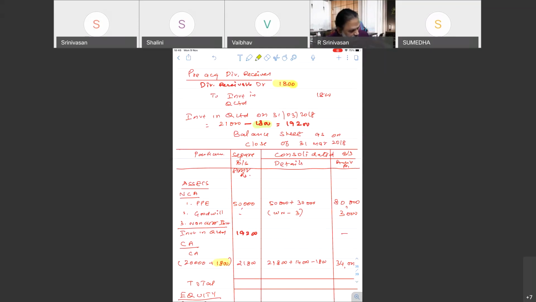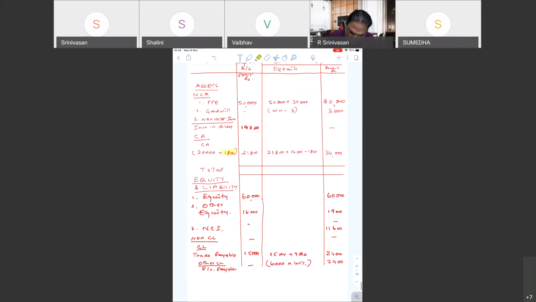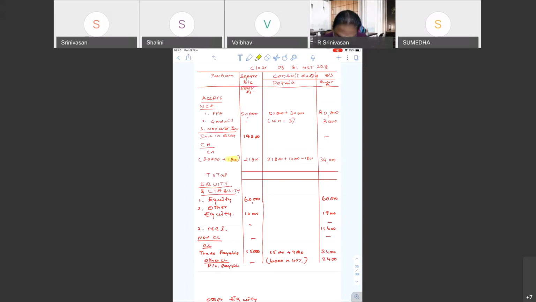They have shown here in the separate balance sheet dividend payable 6,000, so the dividend is yet to be paid. Now you totally will be getting the issued tally 83,037. So 1,17,000. How much is this total? 60,000 plus 19,000 plus 11,600 plus 24,000 minus plus 2,400. So 1,17,000.